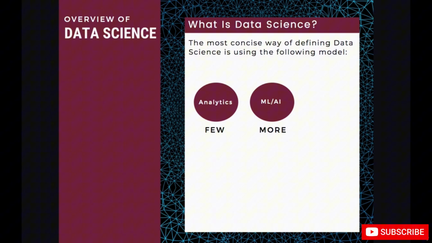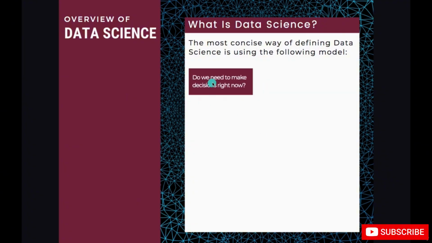Okay, so the first one that you need to ask is, do we need to make a decision right now? If the problem statement is there, the first question is, do we need to do anything on this problem statement to make a decision as we speak? If your answer is yes, then this is going to require descriptive and statistical inference. This one is not a data science problem.